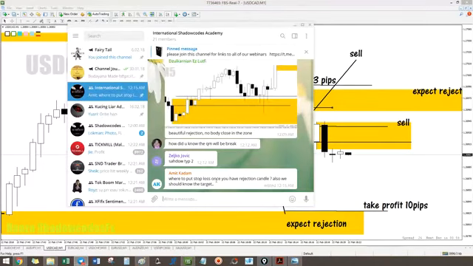Is there any other question? You mark it for side entry. Yes, it's a side entry. Where to put stop loss? Is there any other question? Why we'll wait for this?